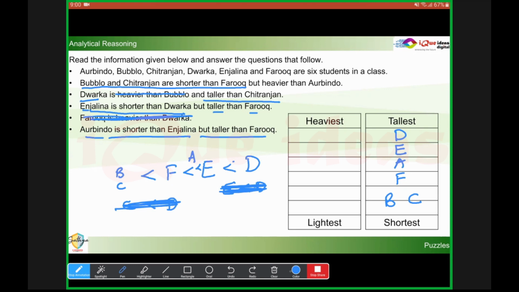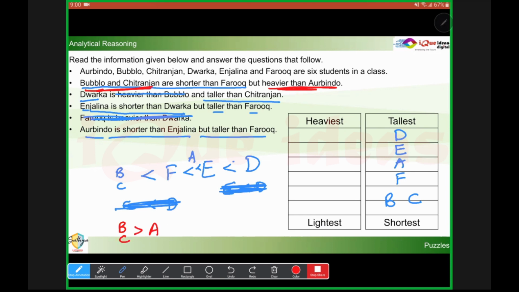Chalo. Ab karte hain weight ke hisab se. So I'm changing the color of my pen. Now, shorter taller ka clue bhul jao. B and C are heavier than A. So B and C are heavier than A.